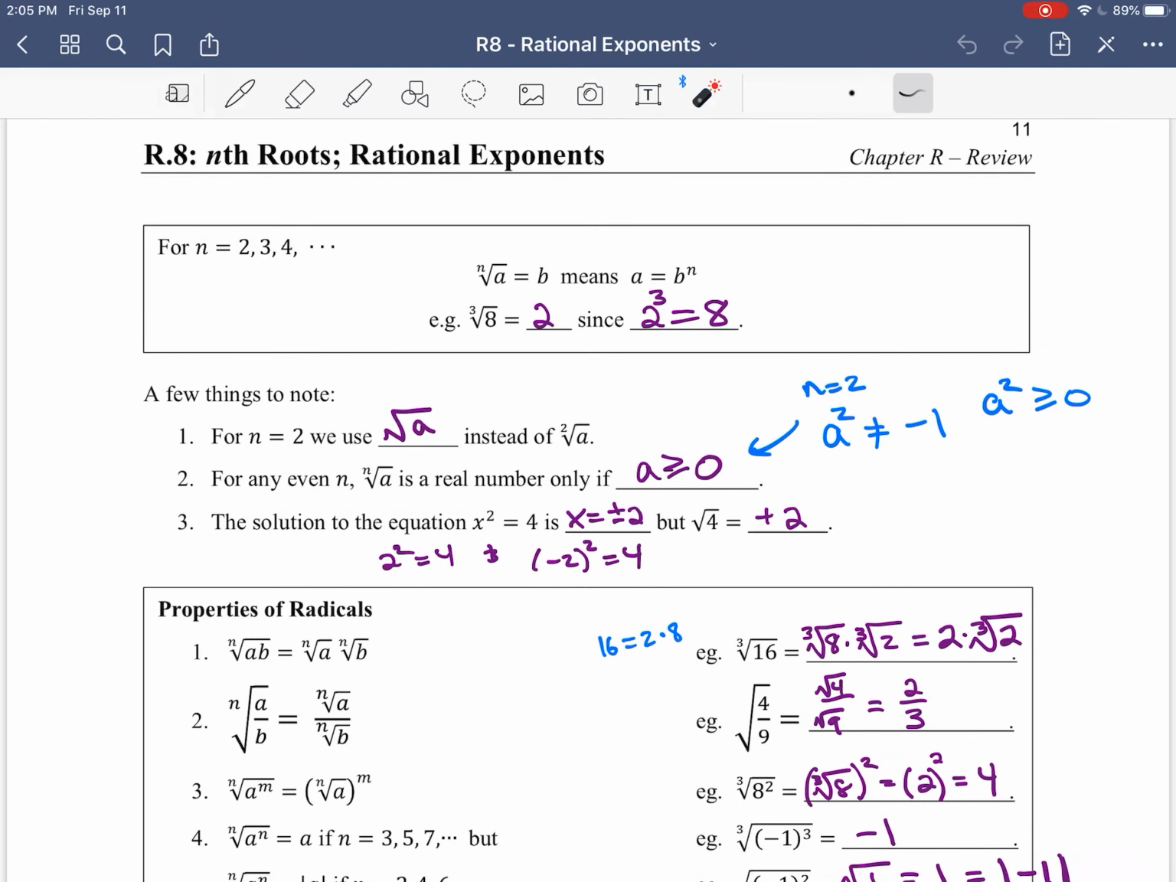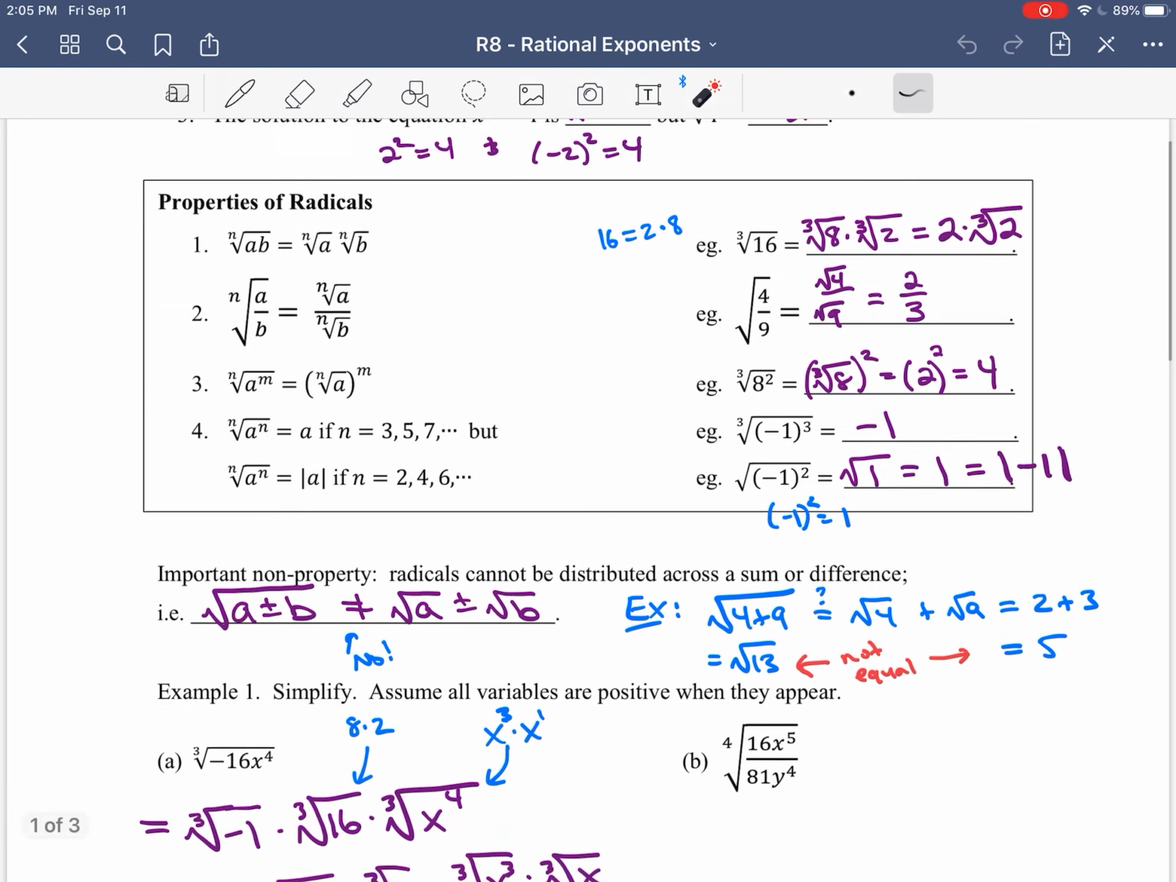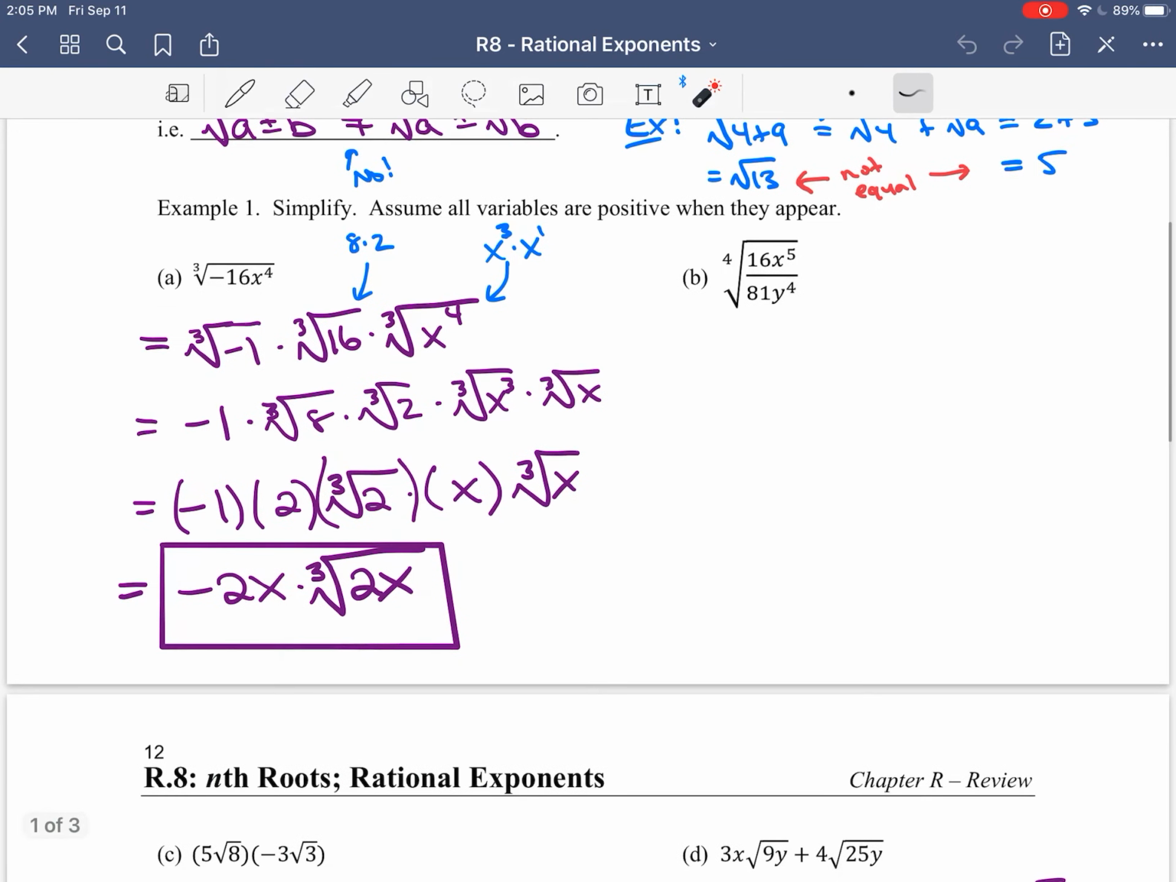In this video, we're going to do some extra examples for nth roots and rational exponents and going in between the two. So just remember that the nth root of a equals b is the same thing as saying a is equal to b to the power n. Okay, so that's what we're using. Let's just go down to the examples here.